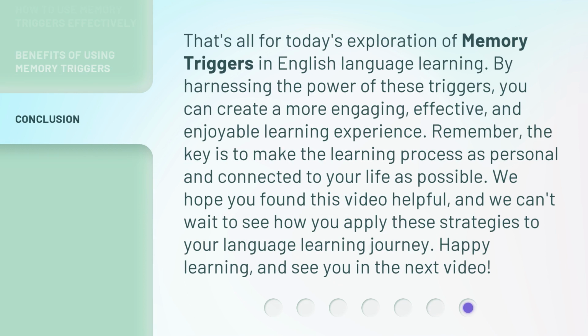That's all for today's exploration of memory triggers in English language learning. By harnessing the power of these triggers, you can create a more engaging, effective, and enjoyable learning experience. Remember, the key is to make the learning process as personal and connected to your life as possible.